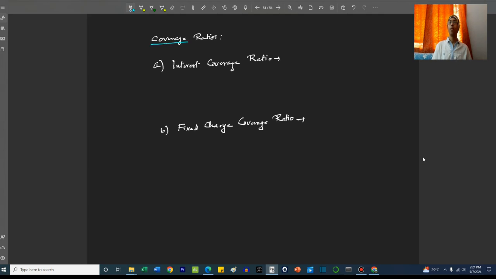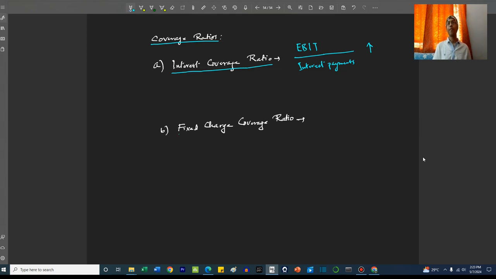Friends, now we come to the coverage ratios. These are basically ratios taken from the profit and loss statement. How they are calculated, let us see. The first one is the interest coverage ratio. This is basically the ratio between EBIT and interest payments. EBIT means earnings before interest and taxes, and interest payments are the interest payments for the period. The higher the number, the better it is. The more the multiple of EBIT compared to the interest payments, the better it is.